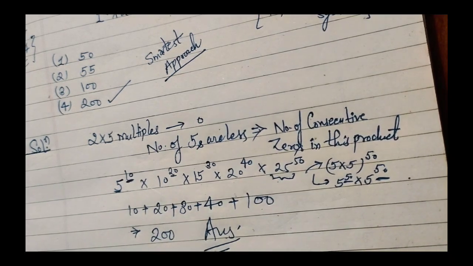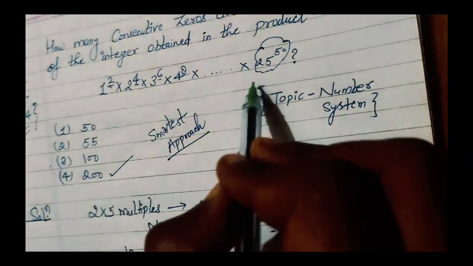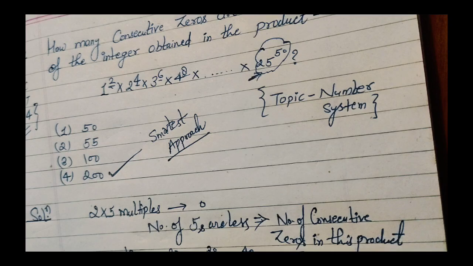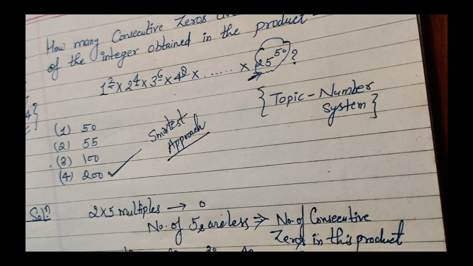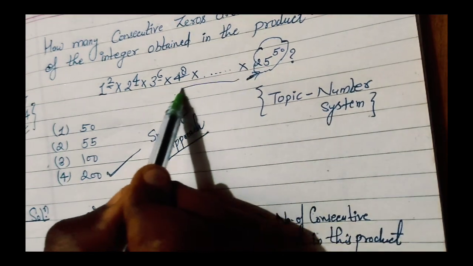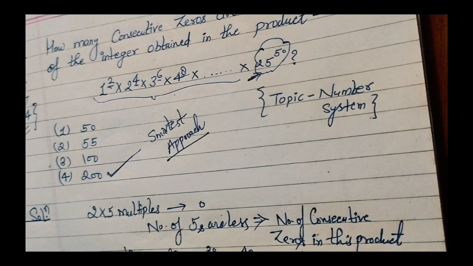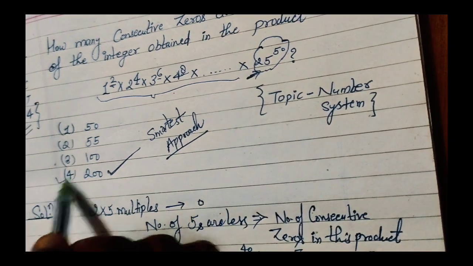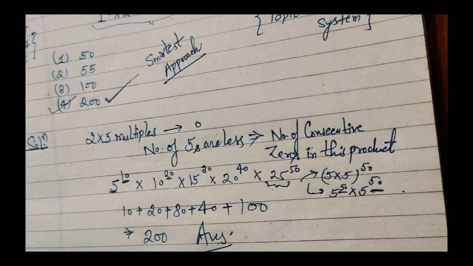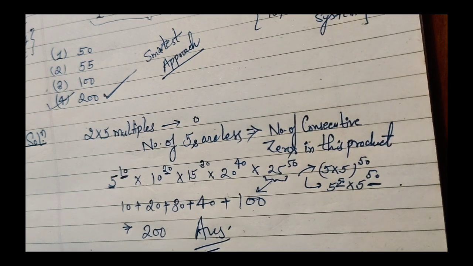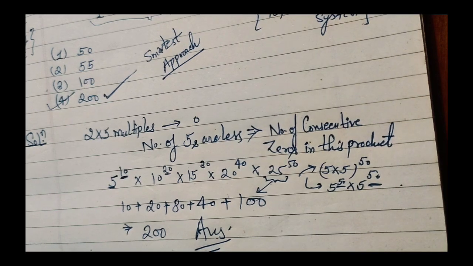So how am I able to answer the quickest? When I see 25 to the power 50, I directly mark 200. Why? Because I know that if there is 25 to the power 50, the minimum number of zeros will be 100. And definitely in the other expression also there will be 5s. That means the number of zeros will be more than 100. So the answer will be 200, because this is the only option given in the question that is more than 100. We have proved that 25 to the power 50 alone gives 100 zeros at the end of the product of the expression. So this is just a simple solution.